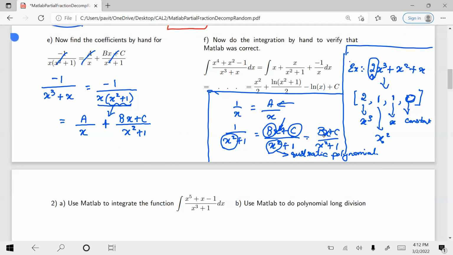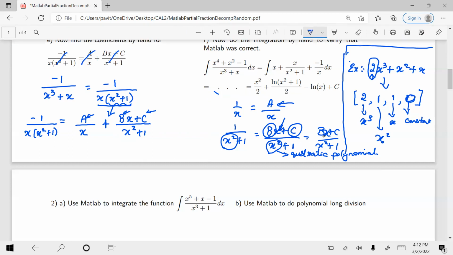Now, if you want to apply integration directly to this method, it is not possible. Why? Because we do not know what a, b, and c are. We have to somehow find out these coefficients or constants, right? Now, what do we have on the other side? We have -1 divided by x into x square plus 1.